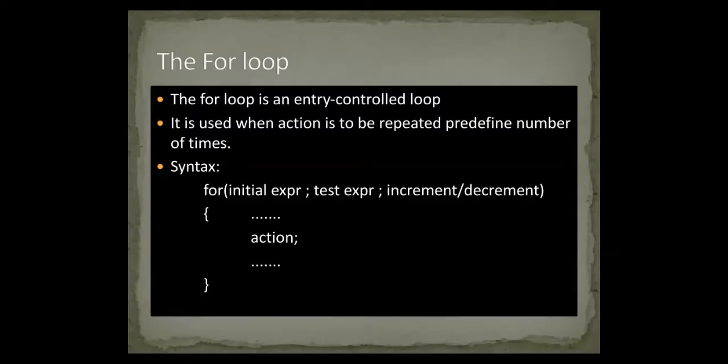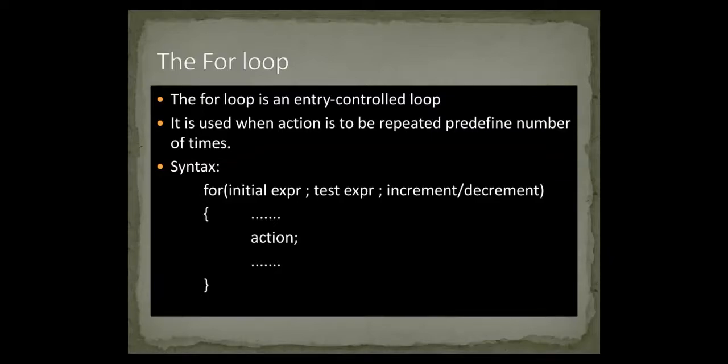The for loop is an entry control loop. Now this for loop is used when an action is to be repeated a predefined number of times. Okay, now let us see why this for loop is called an entry control loop. Let us see the syntax of this for loop.